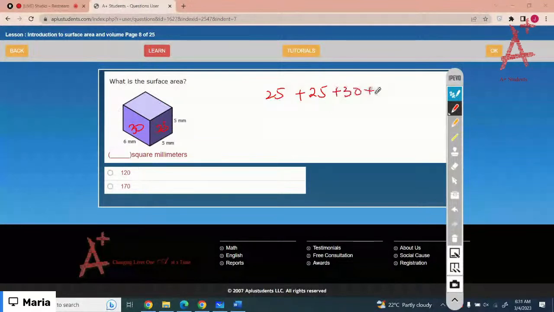So it would be 30 plus 30. And this one is 6 and 5. 6 times 5 is 30, and the other pair is also 30. So it would be 120, and 50 is 170. So the surface area is 170 for this shape.